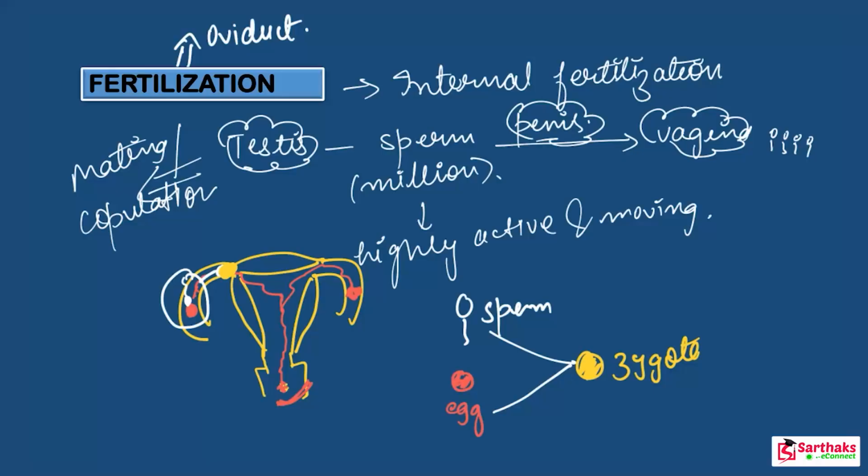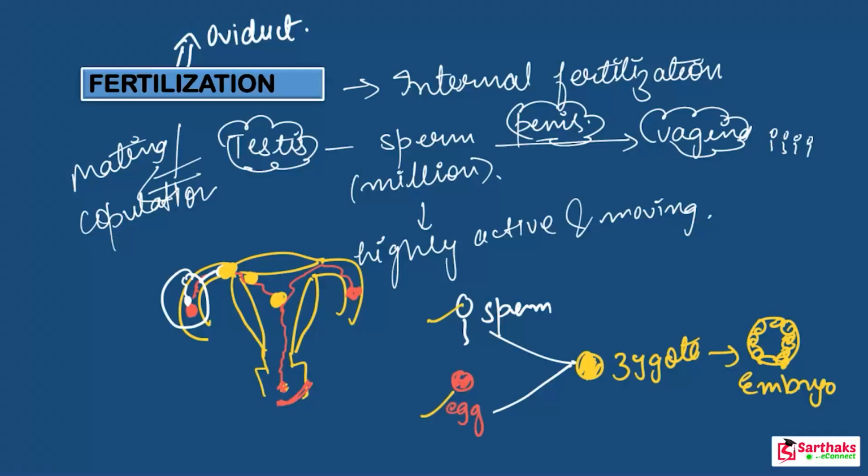Now further, what happens? The zygote divides rapidly by mitosis as it moves down slowly in the oviduct and forms a hollow ball of hundreds of cells. Hundreds of cells are present here. This hollow ball of cells, as you can see here, is known as the embryo. I will explain all these steps. First of all, sperms and egg fuse together.